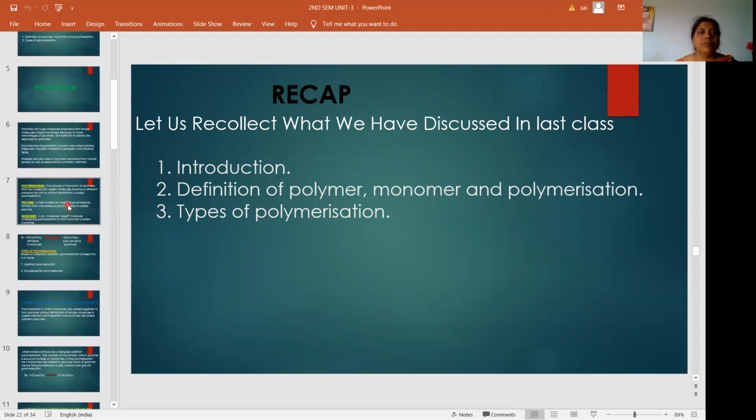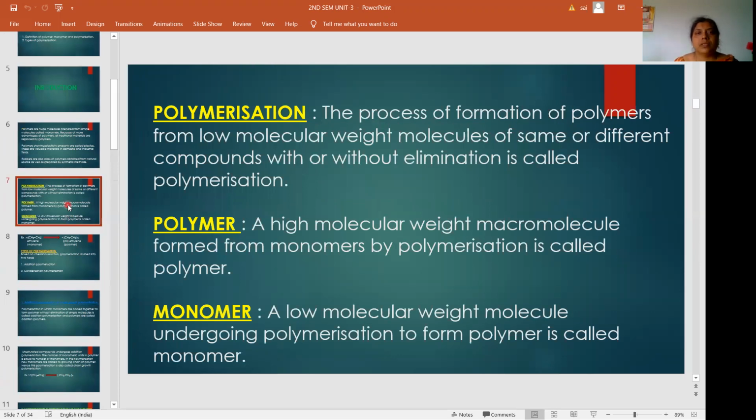Formation of polymers from monomers is called polymerization. This is the exact definition: the process of formation of polymers from low molecular weight molecules of same or different compounds with or without elimination is called polymerization. Polymer means a high molecular weight macromolecule formed from monomers by polymerization.